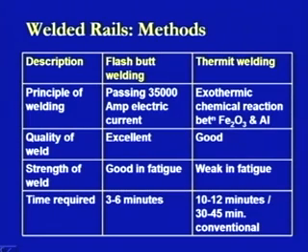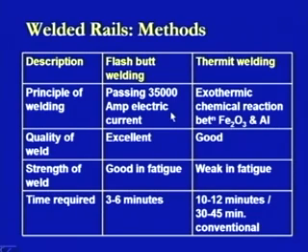Then next of the two methods, that is flush butt welding and thermite welding. Here in this chart, a comparison of these two welding methods as well as their principle has been laid down. What we see is there are certain points on the basis of which we can make a comparison between these two welding processes. The very first thing is the principle of welding in those two cases. In the case of flush butt welding, we are passing a 35,000 ampere electric current between the two rail sections so as to join them together.